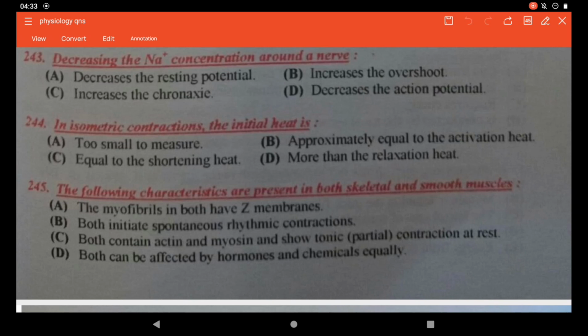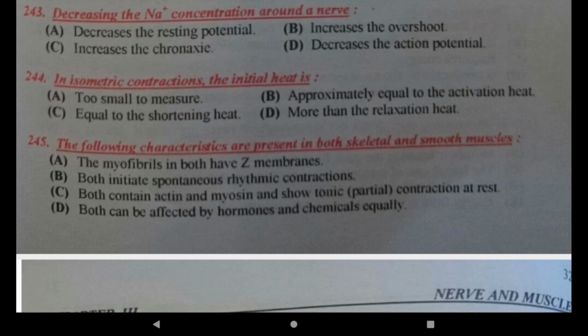Both contain actin and myosin and show tone or contraction at rest. D. Both can be affected by hormones and chemicals equally. 245. We are looking at something that is common for skeletal and smooth. The most correct answer is C.